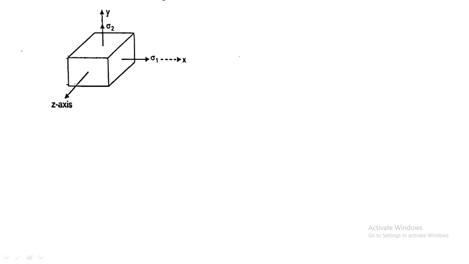So this is in the x direction, y direction, and z direction. They have given the values also. This is the normal stress 1, normal stress 2, or we can say sigma z. So in the case of plane stress condition, what will come? Sigma 1 and sigma 2 are the principal stresses.